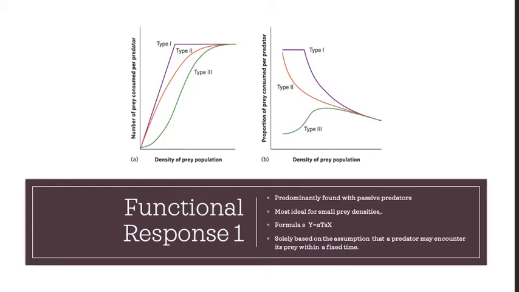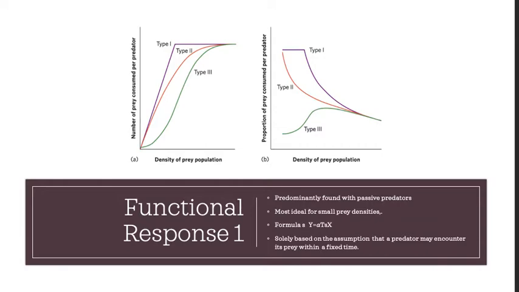This is predominantly found in more passive predators. One example of this is the spider, who waits for the food to be caught in its web instead of seeking the prey out. This is why type 1 functional response is based on the assumption that a predator may encounter its prey within a fixed time.